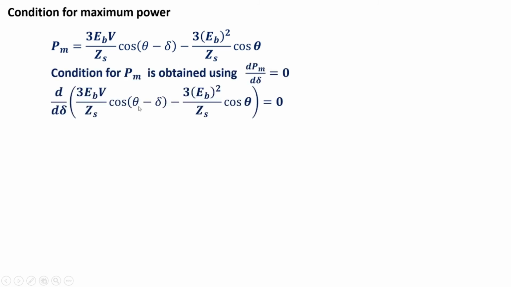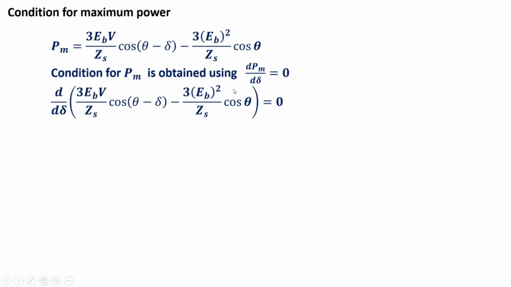Now let's derive the condition for maximum power. So in order to derive the condition for maximum power, we need to find the derivative of power with respect to the variable. This is the power equation. Here theta is not a variable. Here the variable part is only delta. So in order to find out the condition for maximum power, we need to find out dPm by d delta and equal to 0. That is d by d delta of Pm is equal to 0.